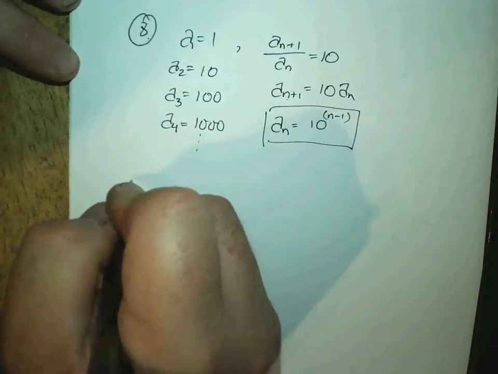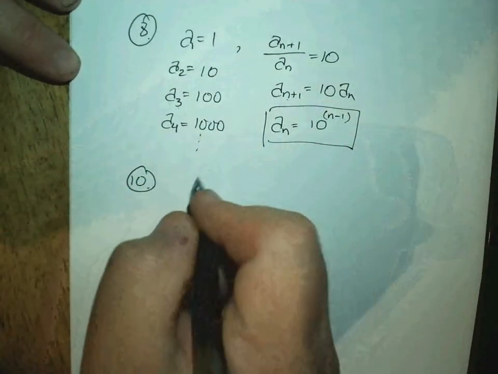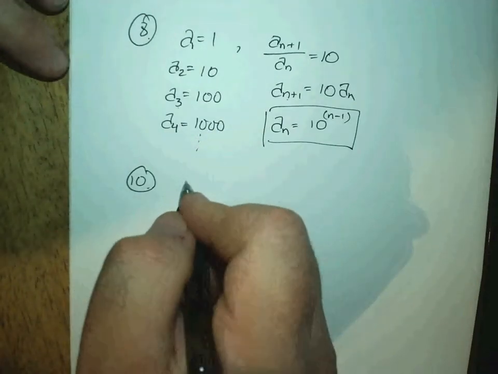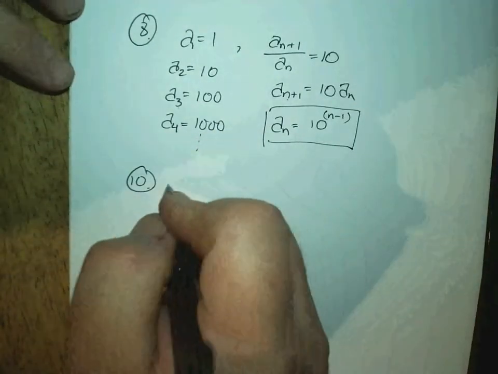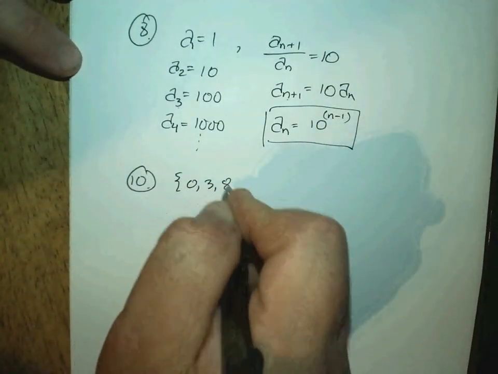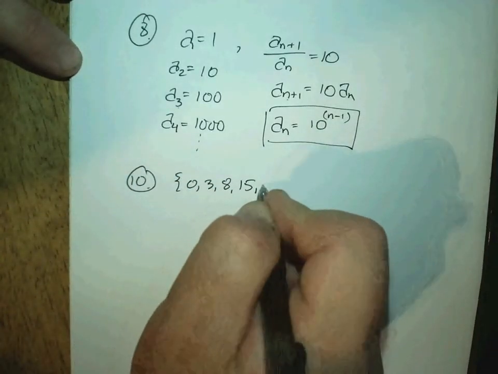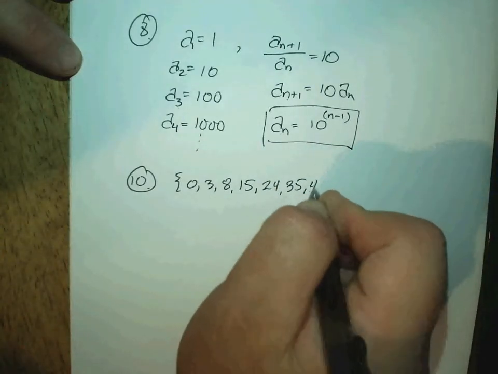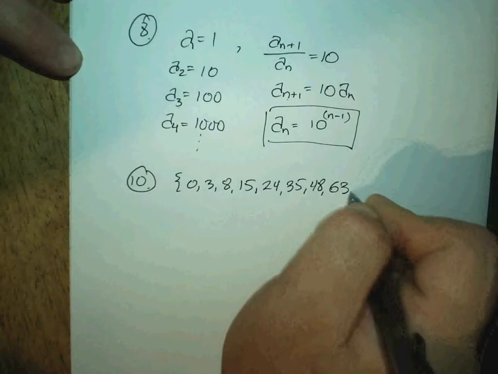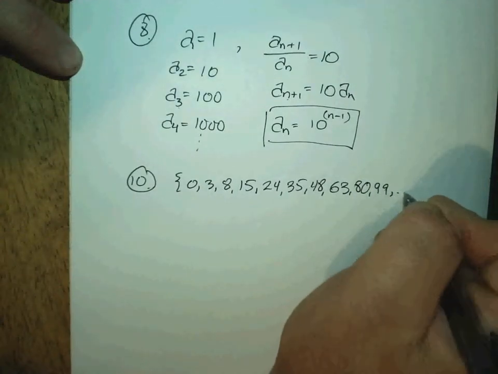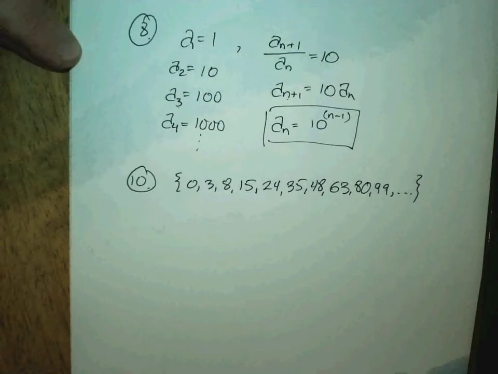Okay, let's take a look at number 10. In number 10, you have to find an explicit formula for the nth term of the sequence. In other words, for the generating function of the sequence, where the terms are given to you. At least that many are given.